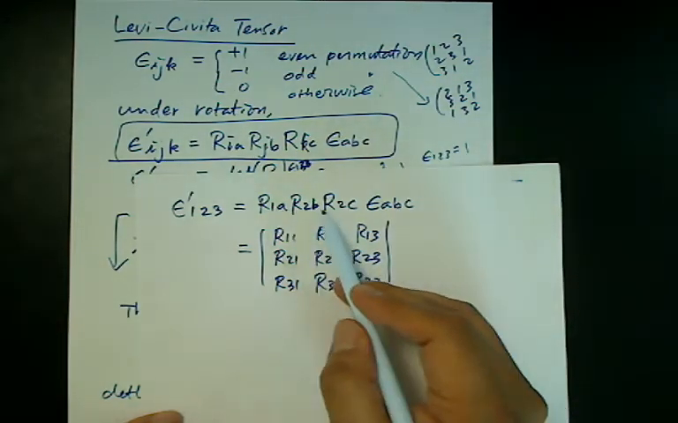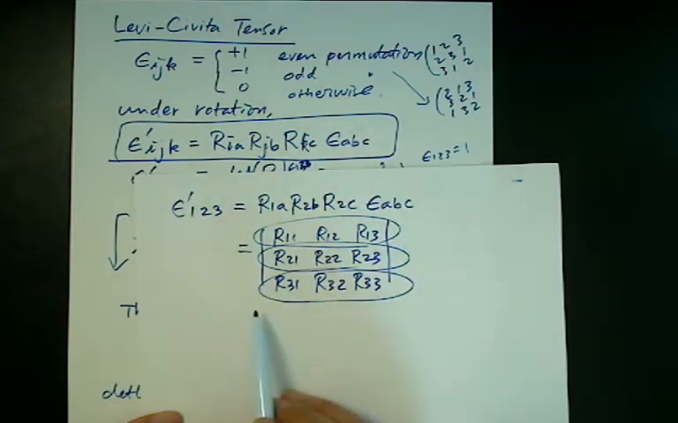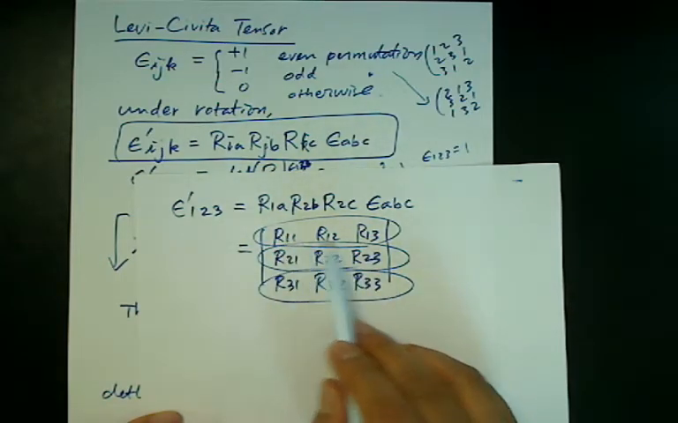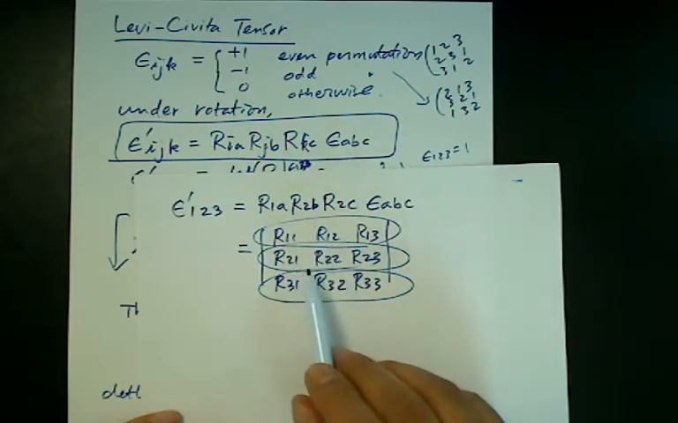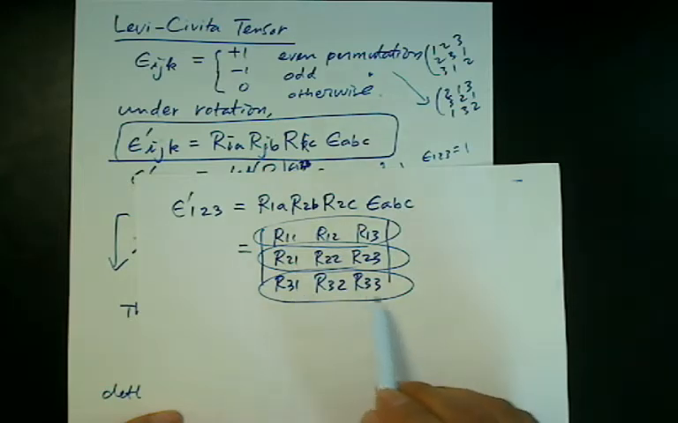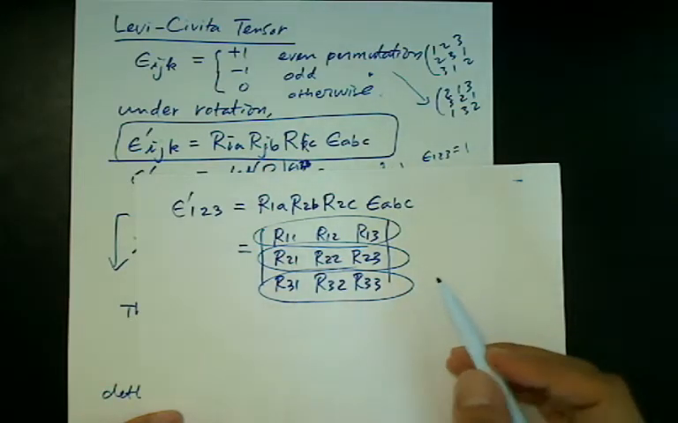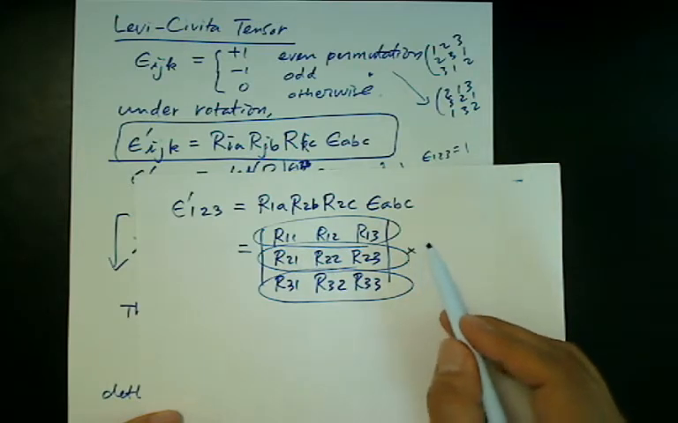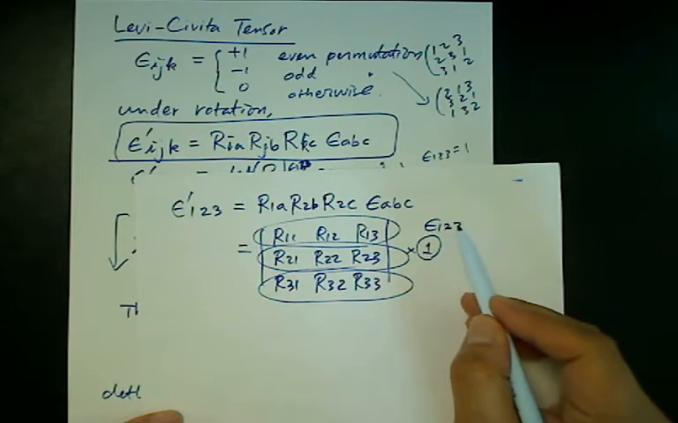Right? A, B, C. So this is first row, second row, and third row. Choose A. A is 1 among 1, 2, 3. B among 1, 2, 3. C among 1, 2, 3. And then multiplied by the epsilon ABC, and times 1. Conventionally we can choose 1, 2, 3.